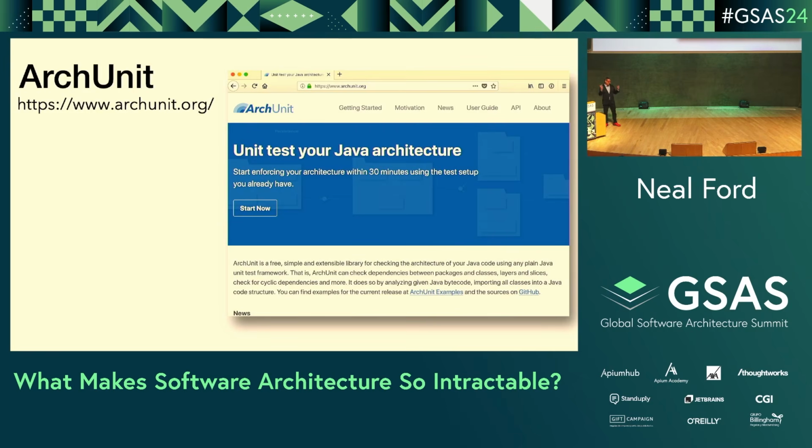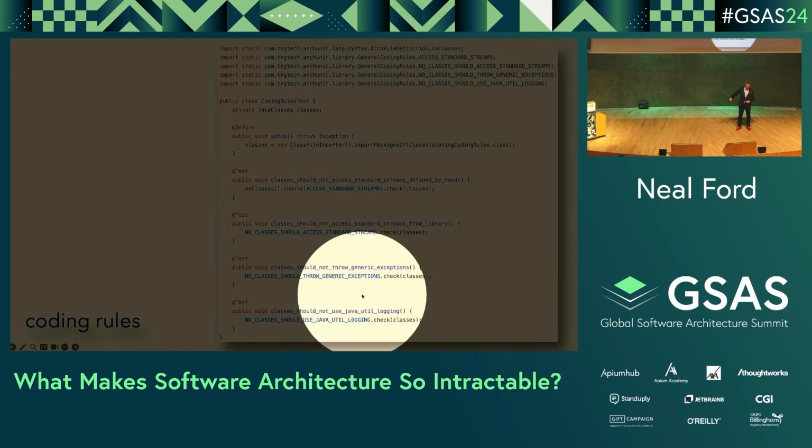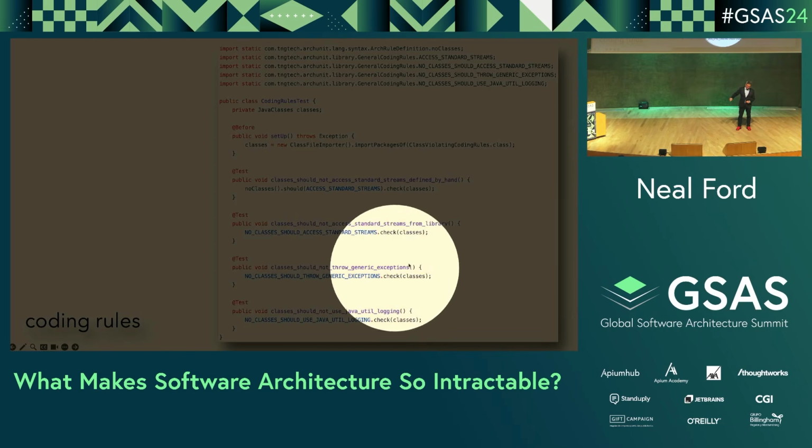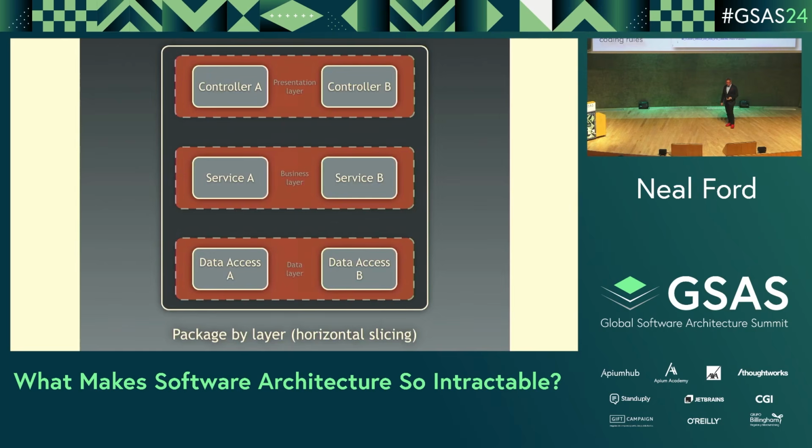There's a whole family of tools that have come out to do this. ArcUnit is the most mature of these in the Java ecosystem. This lets you define relationships between things, and so you can say coding rules like who can use standard streams. Maybe one of the things that's annoying you is that lazy developers are throwing generic exceptions instead of properly subclassing exception and throwing that. You can prevent that from happening. These are built-in governance rules that already exist in ArcUnit.